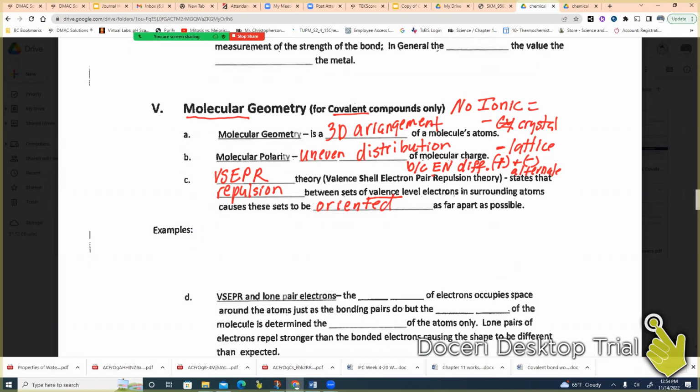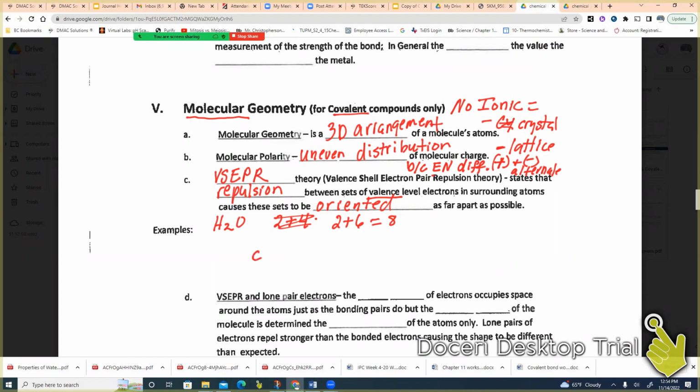So an example of this is water. So we look at water, and it's covalent. So if I went through my steps, total number of valence electrons. So I would have 2 plus 6. Oxygen is not 4, it is 6. So I have 8 valence electrons to work with.